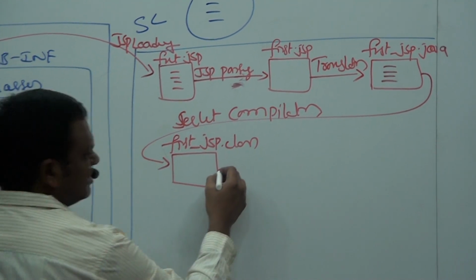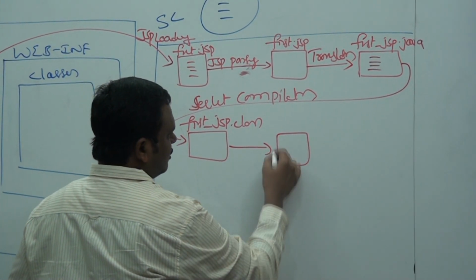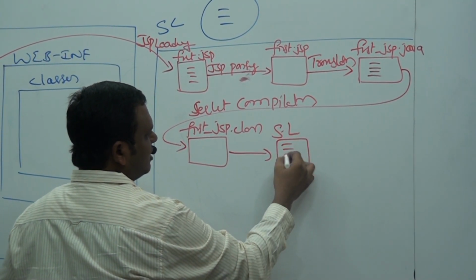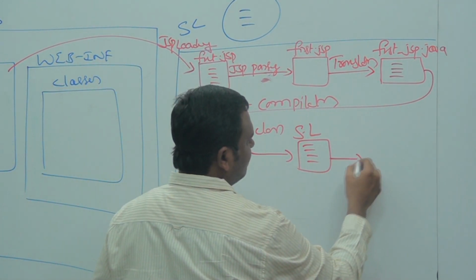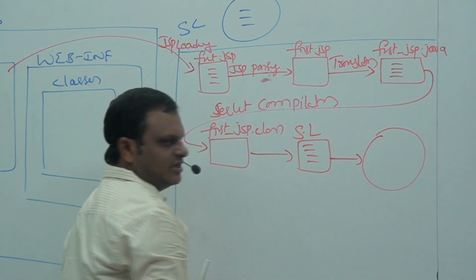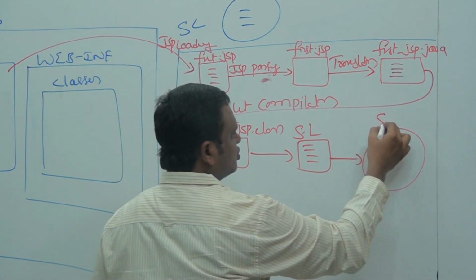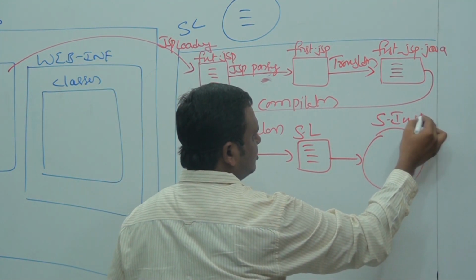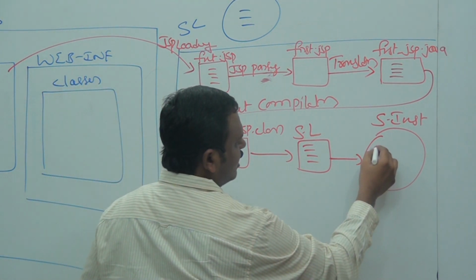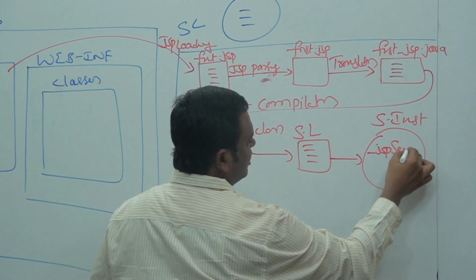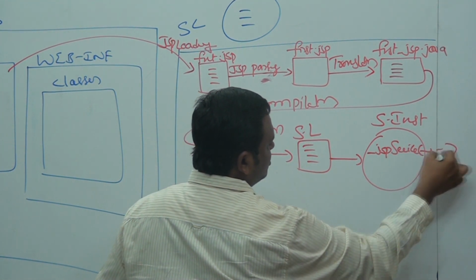Whenever the servlet .class file is created, the container will perform the servlet lifecycle. That servlet lifecycle is nothing but which one? First one, servlet loading: loading the servlet bytecode into memory. After loading the servlet, the container will create which one? An object for the respective servlet. Now this is called which one? Servlet initialization.